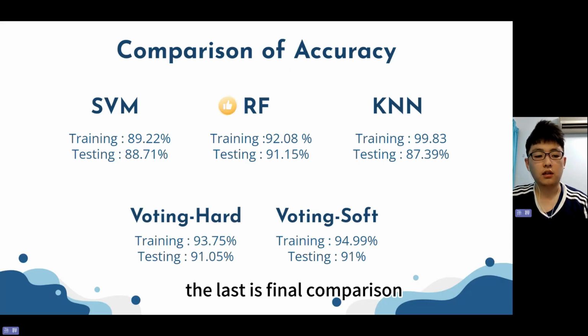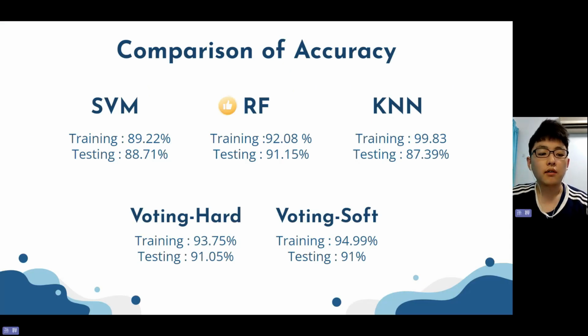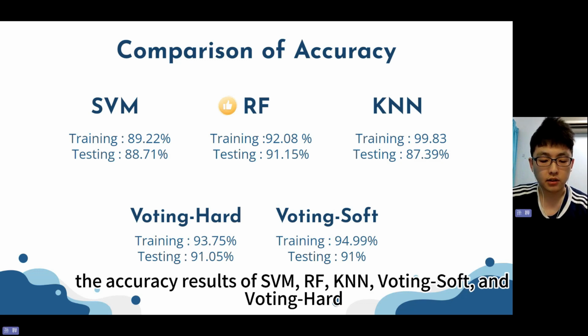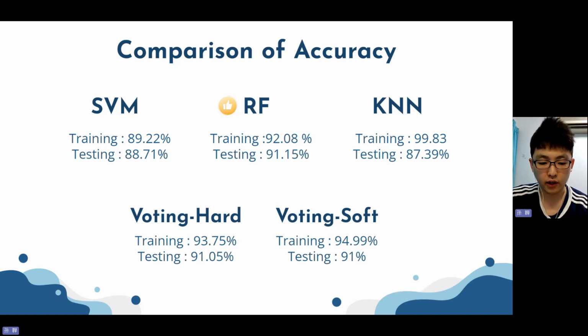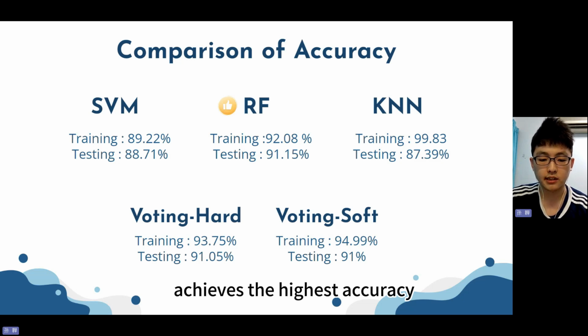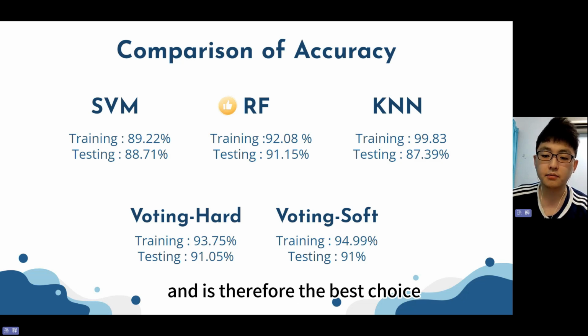The last is final comparison. For the accuracy results of SVM, RF, KNN, voting soft, and voting hard, it is evident that random forest achieves the highest accuracy and is therefore the best choice.